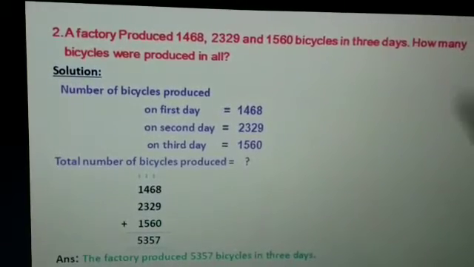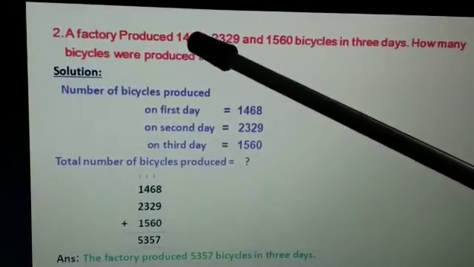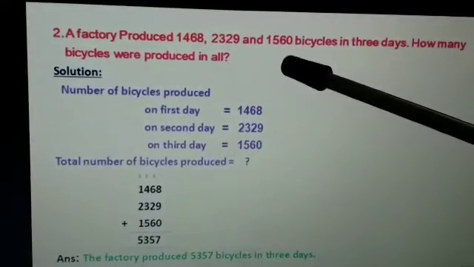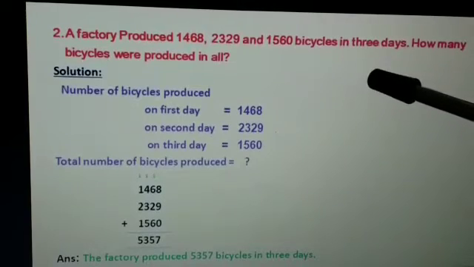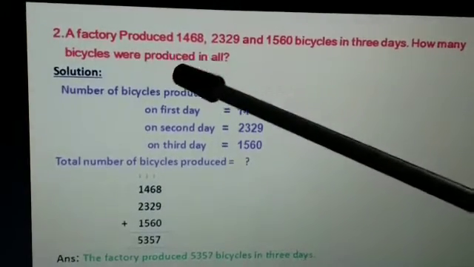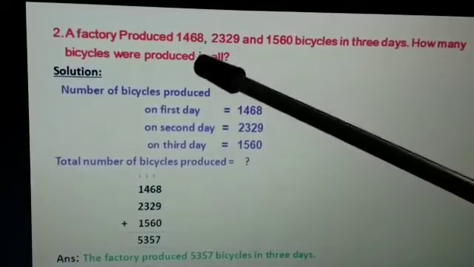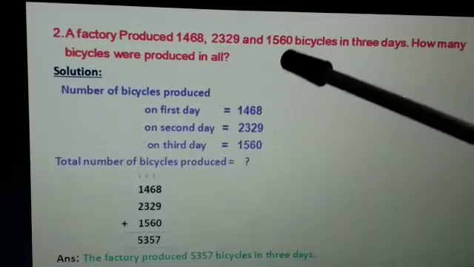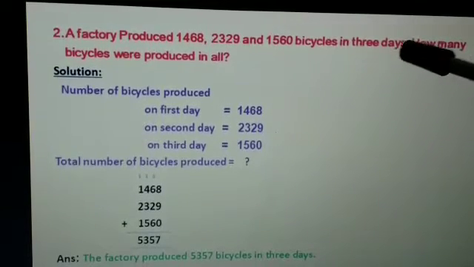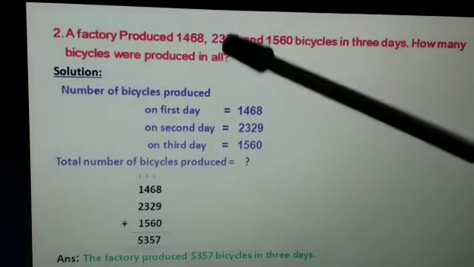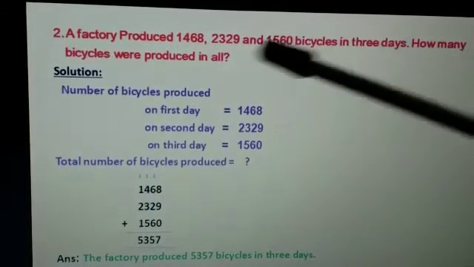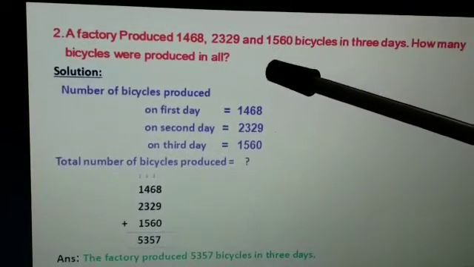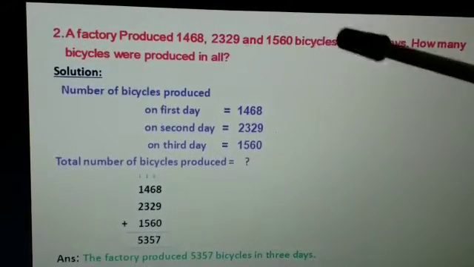Now the second question, a factory produced 1,468, 2,329 and 1,560 bicycles in 3 days. That means एक फैक्ट्री बनाती है 1,468, 2,329 and 1,560 bicycles in 3 days. 3 दिनों में वो इतनी bicycles प्रोड्यूस करती है. तो how many bicycles were produced in all? कुल मिला के उसने कितनी bicycles प्रोड्यूस की in 3 days में.